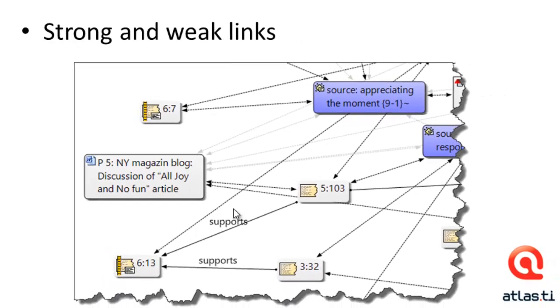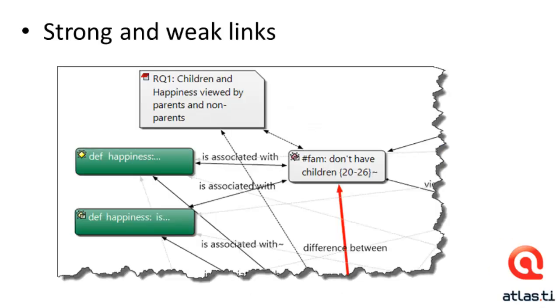Here we see a strong link between two quotations. And you can also make visible your coding in a sense. So we have a video quotation that's linked to a code. That code is actually coding quotation 6-7 here. And that's a weak link. It's just indicating that quotation belongs to that code. So we have strong links between two codes. If I move one page back here, we have a strong link between two codes.